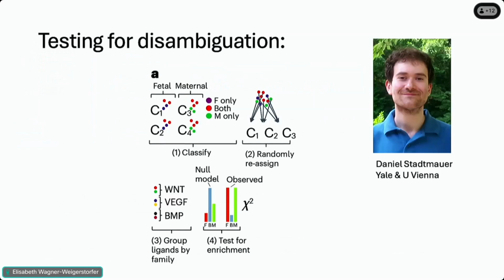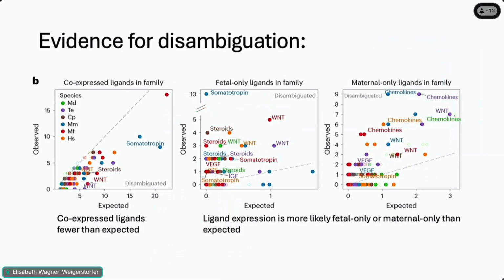Daniel Stadtmauer, who was one of the leading graduate students in this whole study, together with Silvia Basanta, developed a test that essentially looks at the distribution of fetal-only, maternal-only, or both ligands, and then does a chi-square test in order to see whether it's deviating from the null expectation. Of course, the null expectation is that most of the ligands should be on both sides for obvious statistical reasons. And what he found is actually pretty strong evidence for disambiguation.